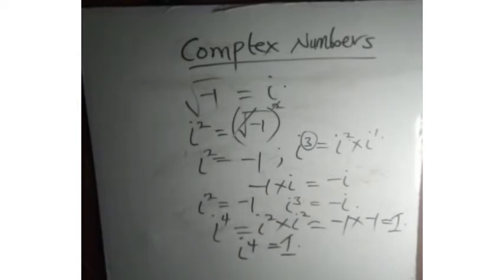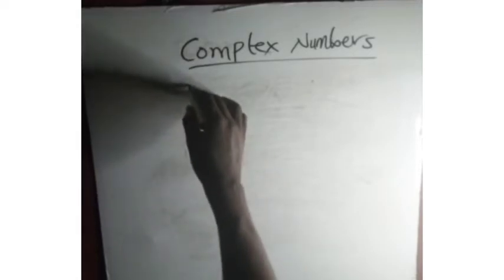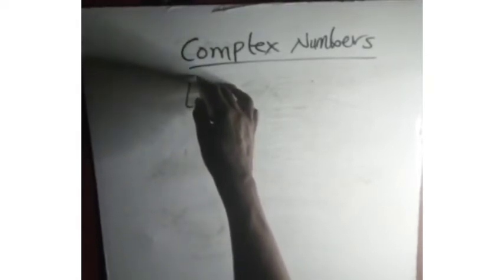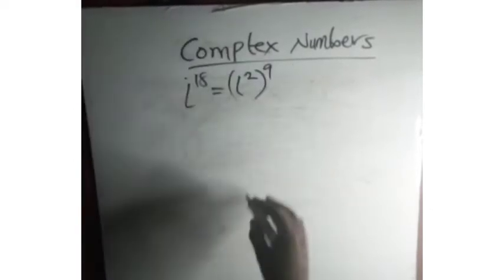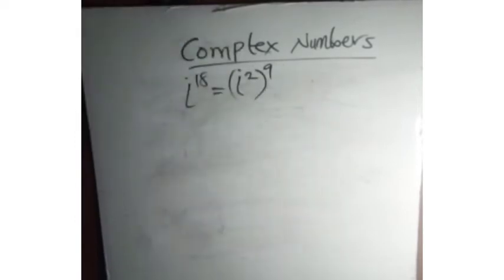Now we can be given more complex ones to solve. For instance, we have another question, a more complex one. Let's say i raised to the power of 18. Now I'm asked to look for i raised to the power of 18. It's going to be i squared raised to the power of 9, because 2 times 9 gives me 18, right? Remember that i squared is equal to minus 1. So this is minus 1 raised to the power of 9.